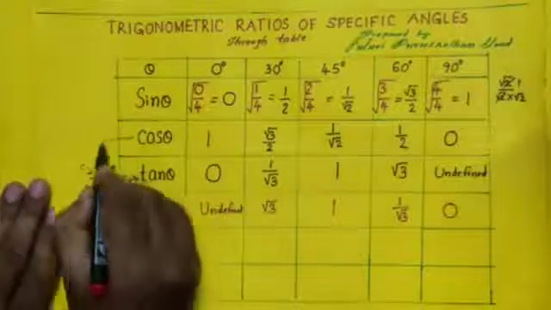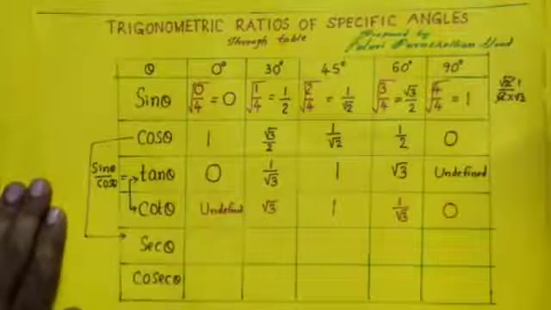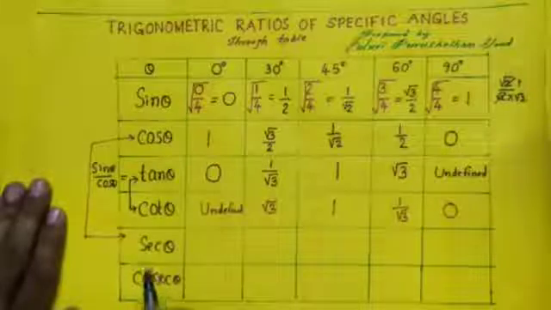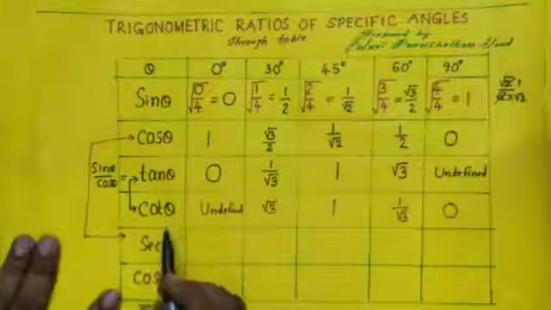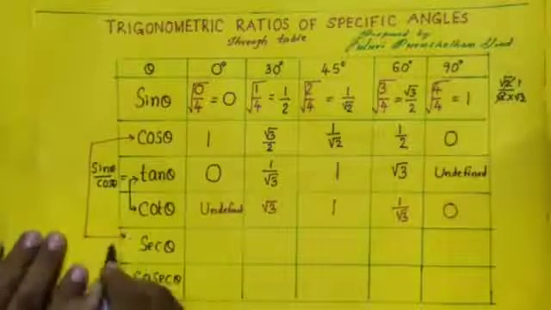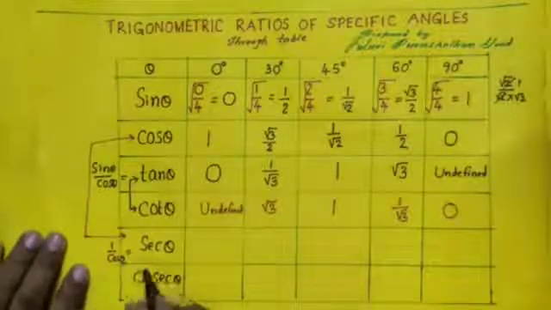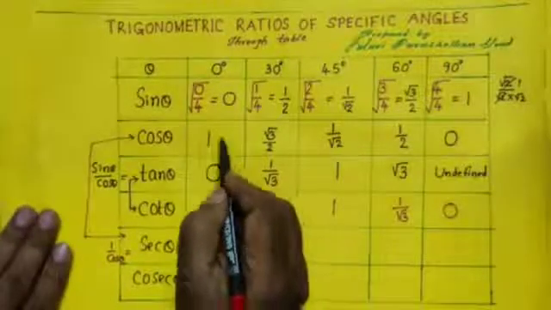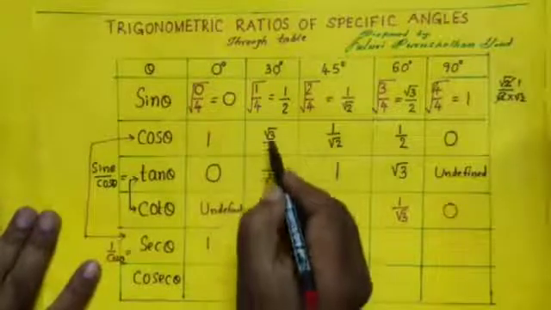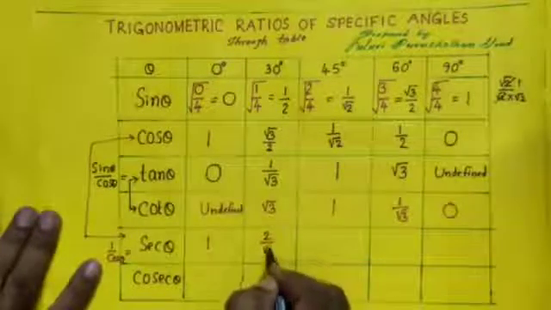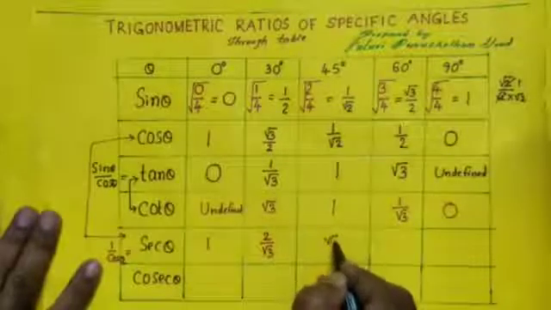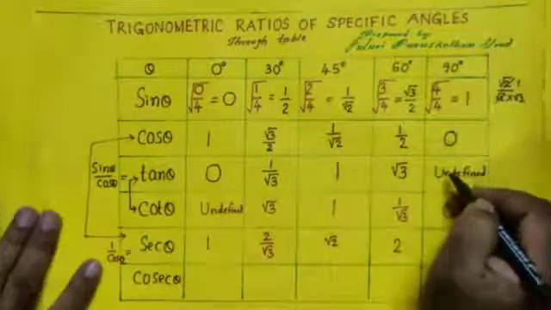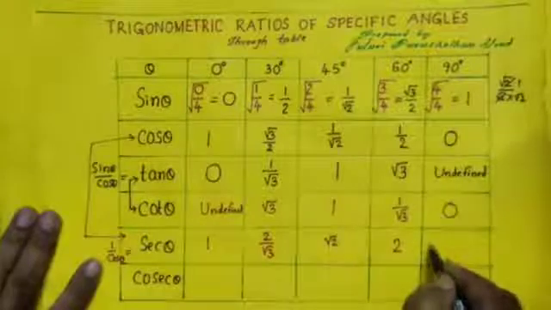Sec theta is the reciprocal of cos theta. Sec is equal to 1 by cos. So sec theta is just the reciprocal of cos theta. The reciprocal of 1 is 1 only. Root 3 by 2 becomes 2 by root 3. 1 by root 2 becomes root 2 by 1. 1 by 2 becomes 2. 0 by 1 becomes 1 by 0, and 1 by 0 means undefined.